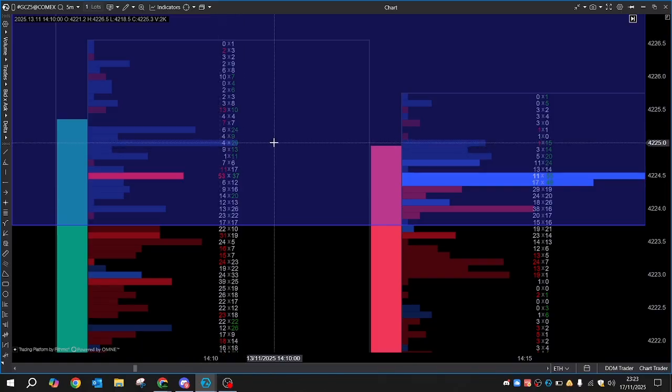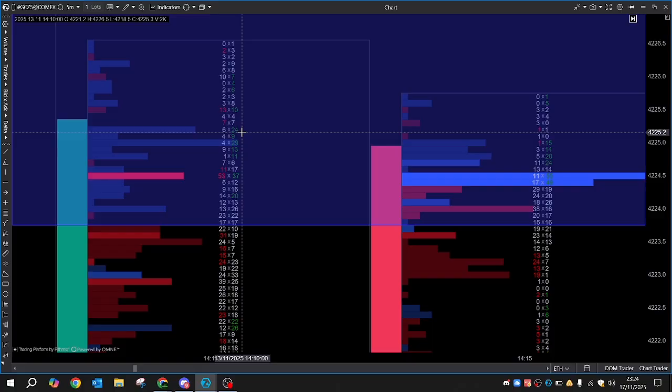This price is 42.25. We see a lot of aggressive buyers compared to aggressive sellers. We see the same thing over here: 13 for 26, double the amount of aggressive buyers than sellers. This is again 42.24. So 42.24, 42.25, and right over here we see 6 for 24. This is also 42.25.2. We see 6 for 24, which is a 4x difference.